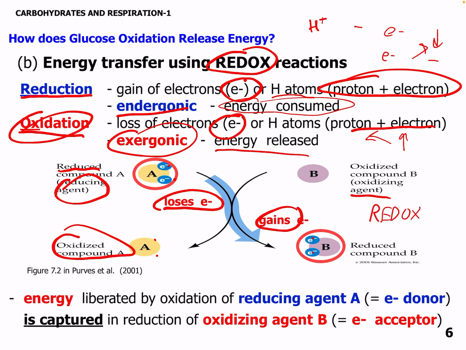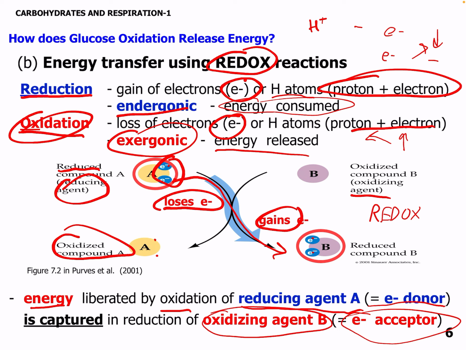In these reactions, something is getting reduced and something's getting oxidized. So if something gets reduced, something else must become oxidized, essentially. So this energy is liberated by oxidation of the reducing agent A, which we can see here is considered the electron donor. So if we follow the blue, the electrons are being donated, the reducing agent, to compound B. Here we can see it's the electron donor. These are captured in the reduction of the oxidizing agent B, which is the electron acceptor.